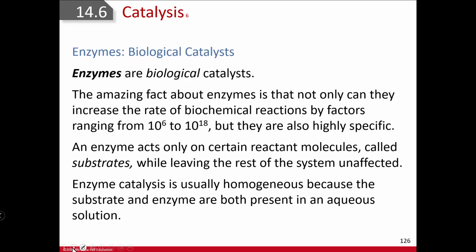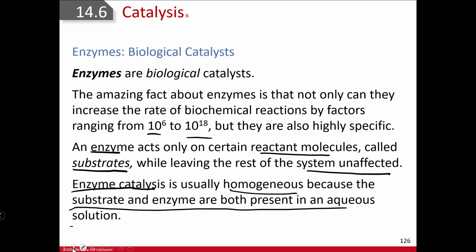So enzymes are biological catalysts, and they can increase biochemical reactions by factors of 10 to the 6, 10 to the 18. They're highly specific, and I do want you to know that if you're a biologist, you need to really focus on this part. The enzyme acts only on certain reactant molecules, all right? That's called substrates, while leaving the rest of the system unaffected. Enzyme catalysis is usually homogeneous because the substrate and the enzyme are both present in aqueous solution.